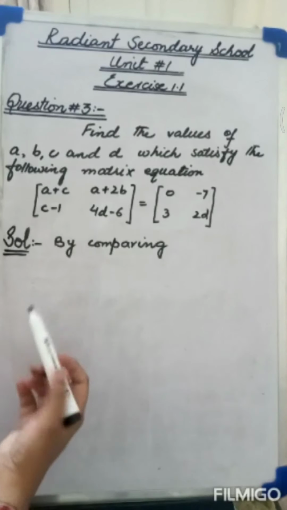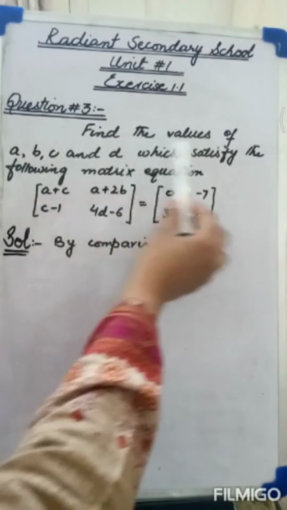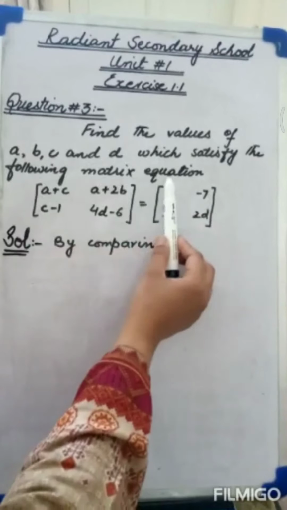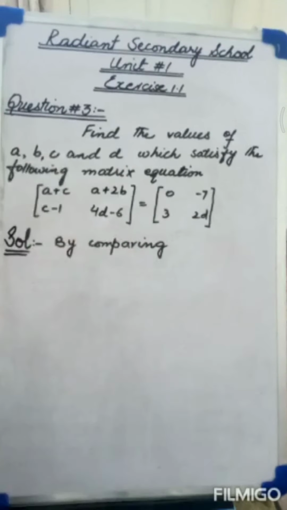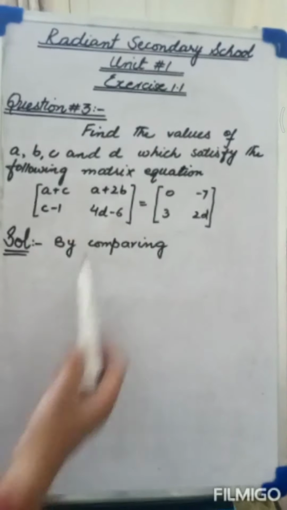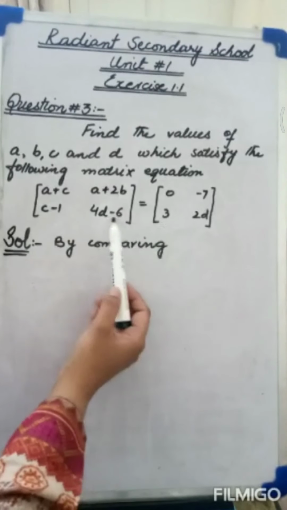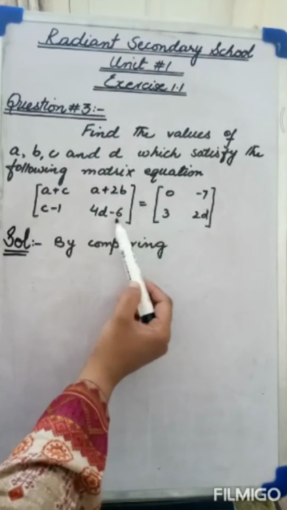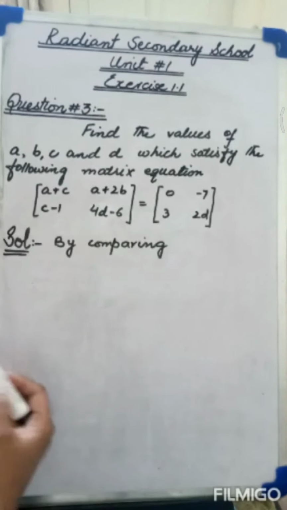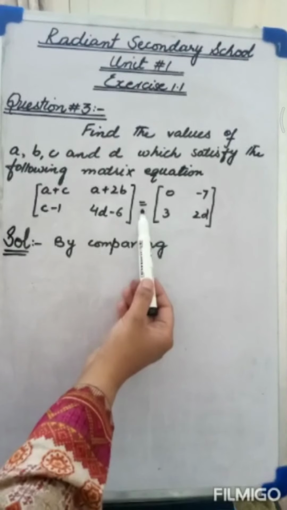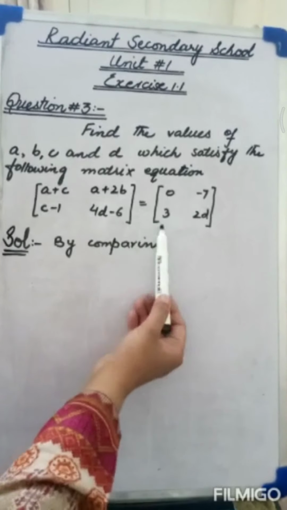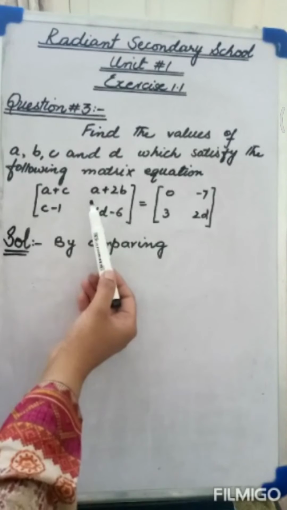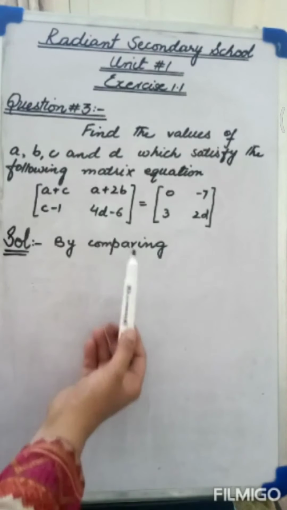Students, this is the last question of your exercise. Find A, B, C and D which satisfy the following matrix equation. First of all, what is a matrix equation? Students, whenever you have the sign of equality between two matrices, then it is called a matrix equation. Students, as it is equality between two matrices, it means these two matrices are equal, and if they are equal, their corresponding entries are equal and their order is the same.